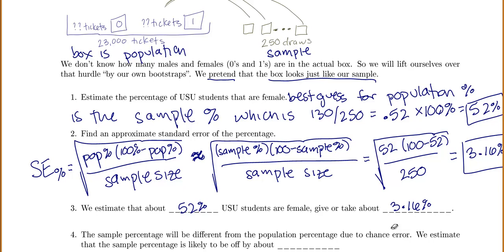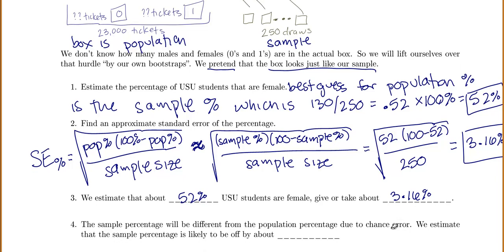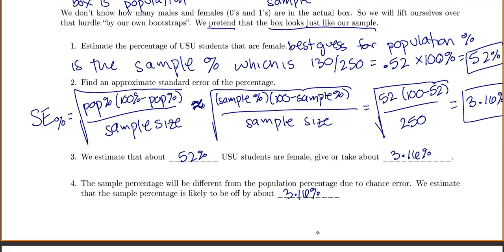And just keep in mind that your sample percentage is almost always going to be different from your population percentage just due to chance error. And how much do you estimate that it's going to be off by? We estimate that our sample percentage is likely to be off by about 3.16%, because it's always likely to be off by about the standard error.